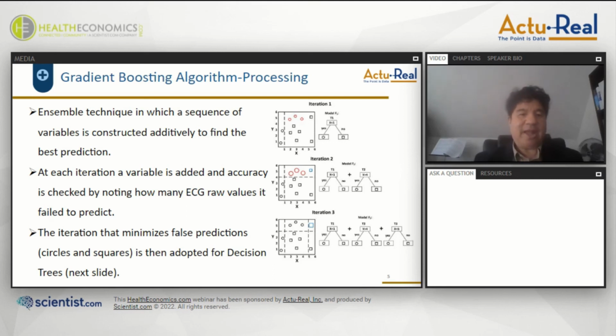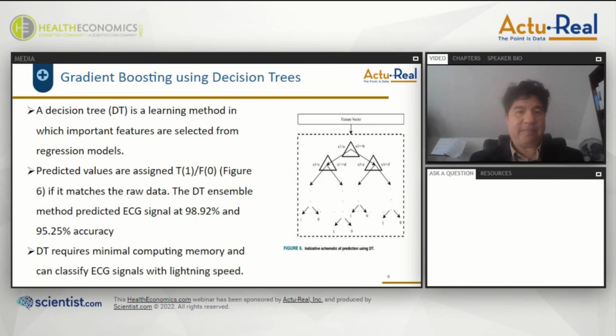All right. And so this iteration continues until it minimizes the false predictions and is then adopted for a decision tree, which is what's going to follow in the next slide. So they're part of the same algorithm. Okay, so this is decision trees. So a decision tree is a learning method in which the important features that can be used to represent data are selected from these regression models.